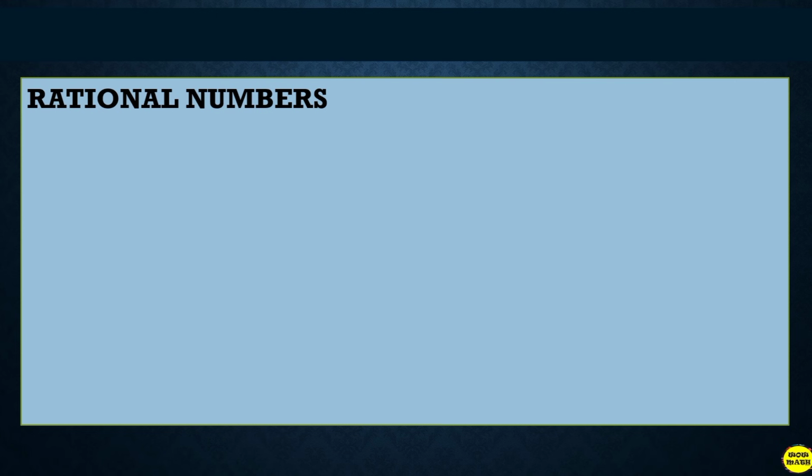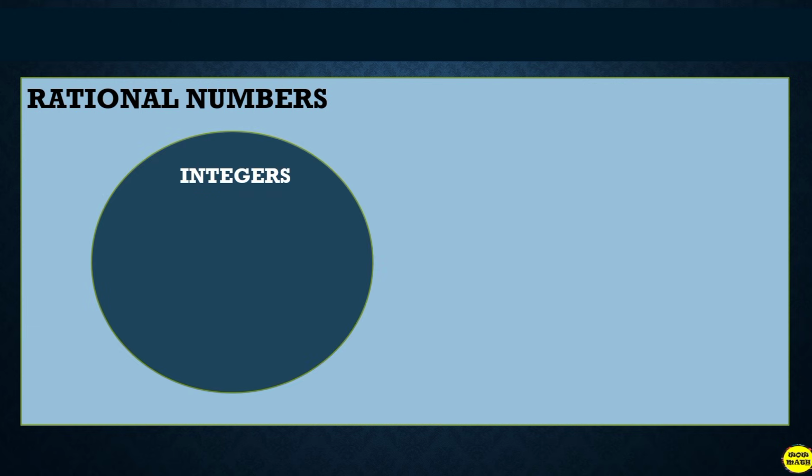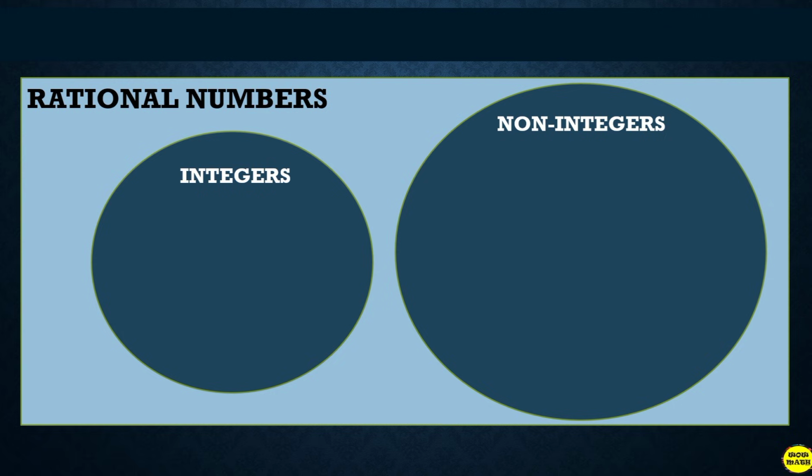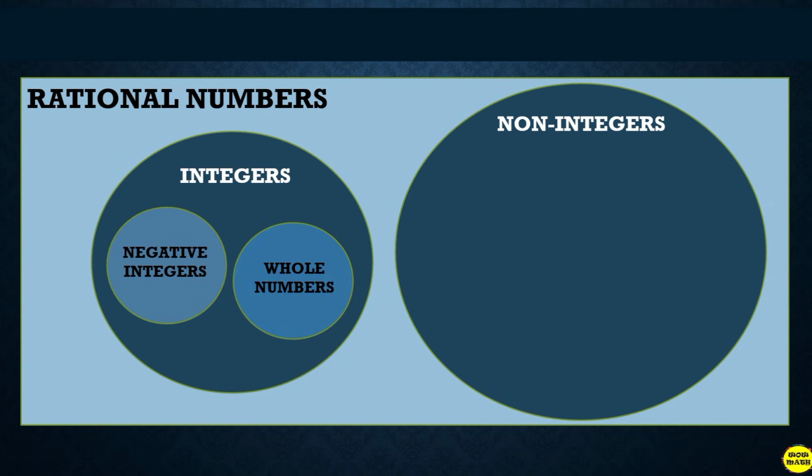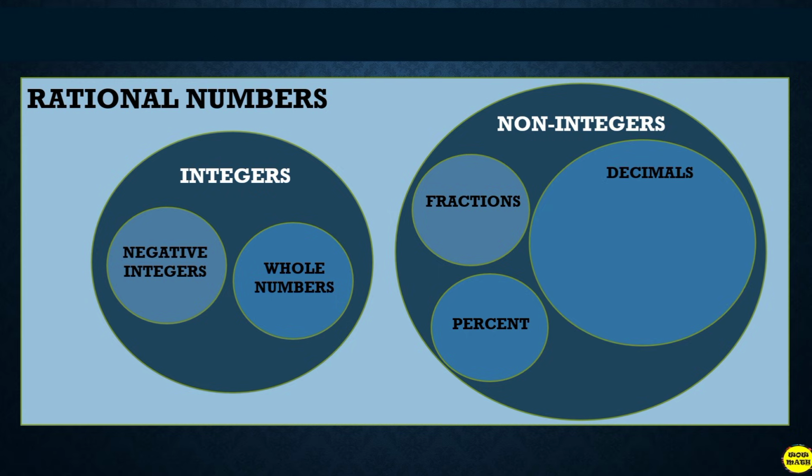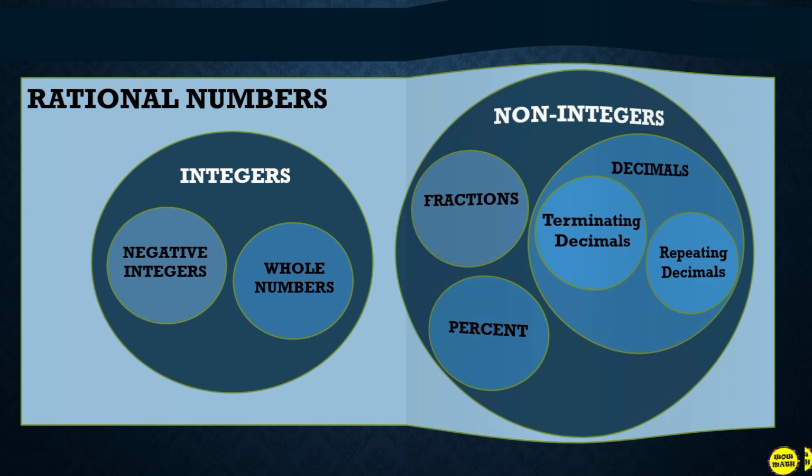So, let me show you again the family of rational numbers. We have the integers and non-integers. Under integers, we have the negative integers and the whole numbers, where it includes 0 and the positive numbers. Under non-integers, dito papasok ang fractions, ang percent, ang decimals, na kung saan meron tayong dalawang kinds nito. We have the terminating decimals and repeating decimals under rational numbers.